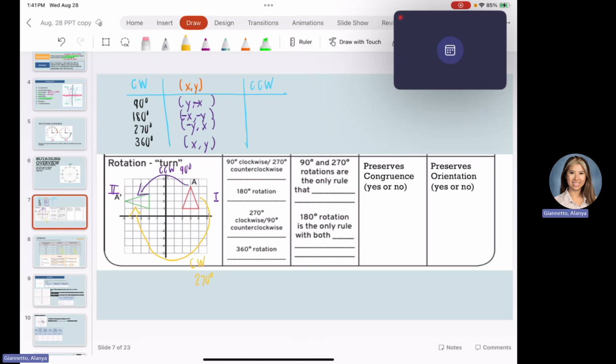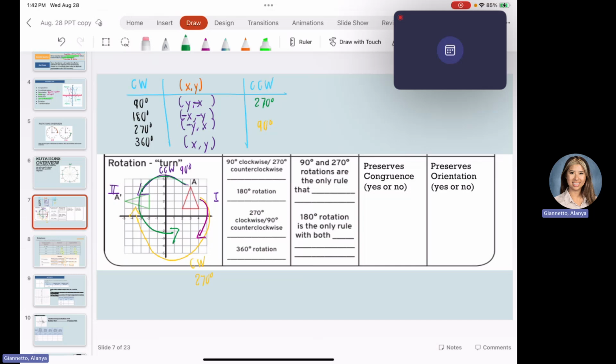So I'm going to find clockwise of 270. That's our rule, negative y comma x. And I'm going to say that's the same thing as counterclockwise of 90 degrees. Then the opposite is true, right? So I'm going to change color. If I rotated A clockwise 90, that is the same thing as rotating A counterclockwise 270. So that's why clockwise of 90 is the same thing as counterclockwise of 270.